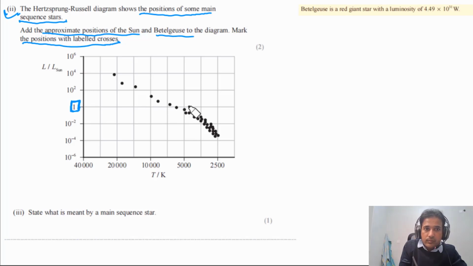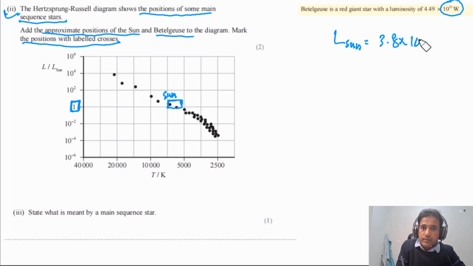So the Sun must be located here, in this region. This one is the Sun. For Betelgeuse, the luminosity of the Sun is about 3.8 times 10 to the 26, so Betelgeuse is about 10 to the 5 times greater than the luminosity of the Sun.